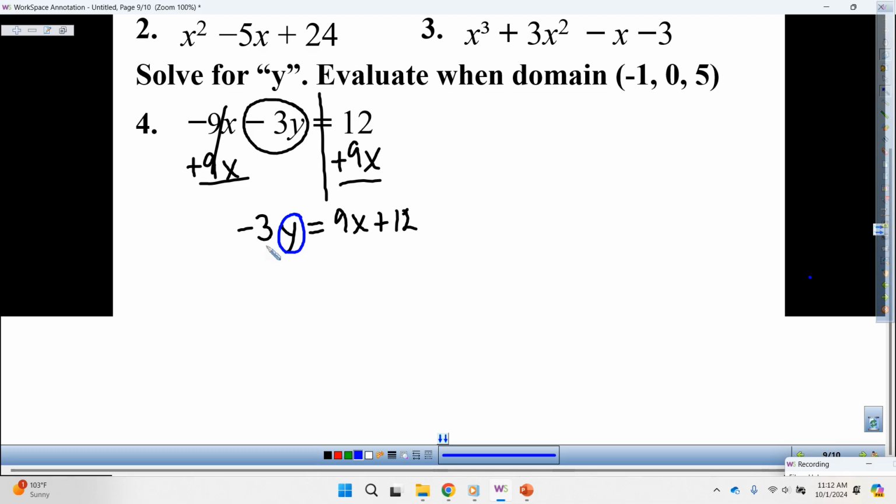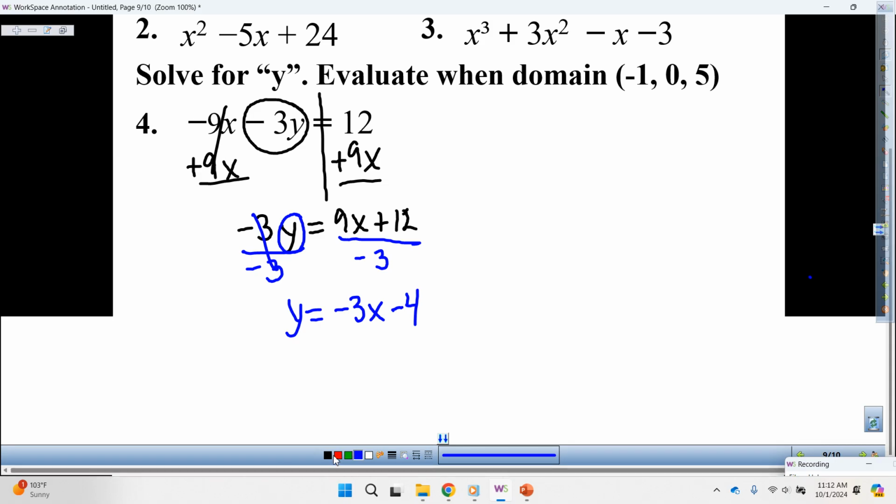Next, we still need to leave the y by itself. What's the negative 3 doing? It's multiplying. So what is the inverse? Divide by negative 3. Y equals 9x divided by negative 3 is negative 3x. 12 divided by negative 3 is negative 4. All right. Did we solve for y? Yes, there's y by itself.